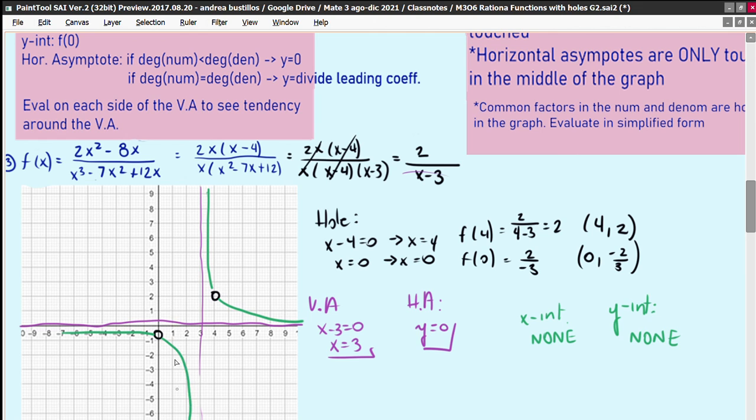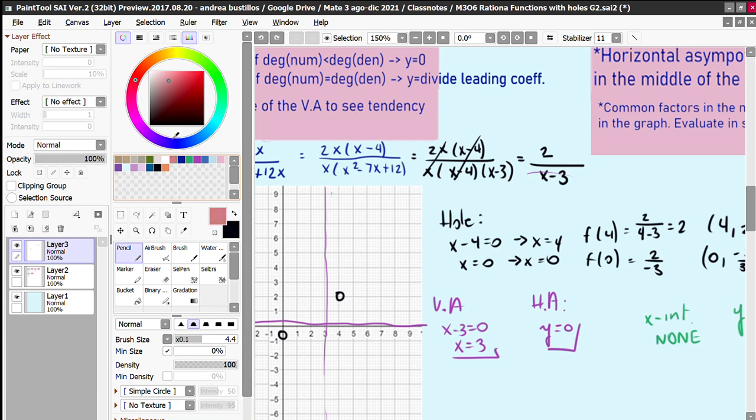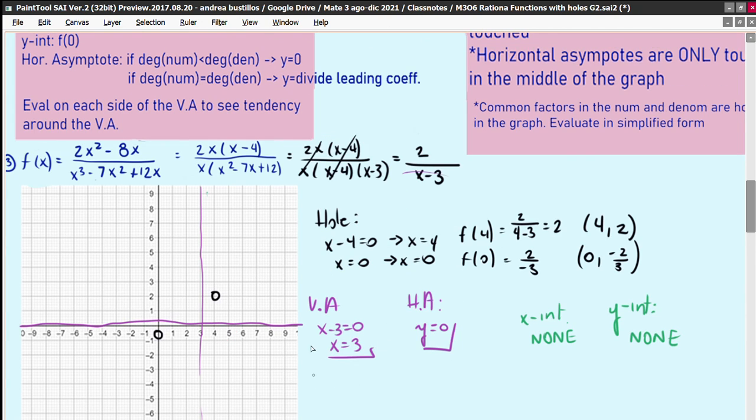To make sure we're doing something right, we can always evaluate on both sides of the vertical asymptote. On the right side, we already have a hole there that is useful to plot the graph. So let's evaluate the function in another value, like in 5. If I evaluate the simplified function in 5, this is 2 over 5 minus 3, and this is 1. So my graph passes through the point 5, 1. So here I have 2 points through which my function is going to cross. So here's the right side of my graph.